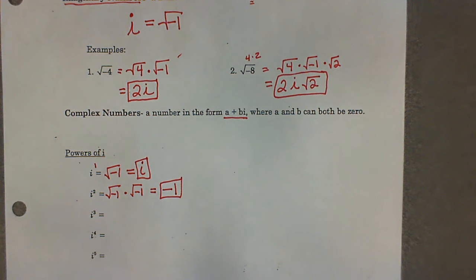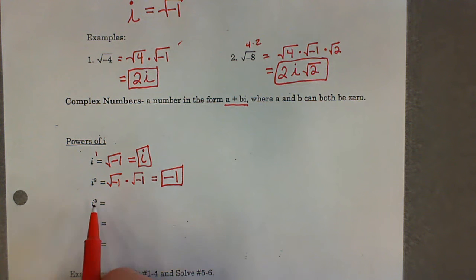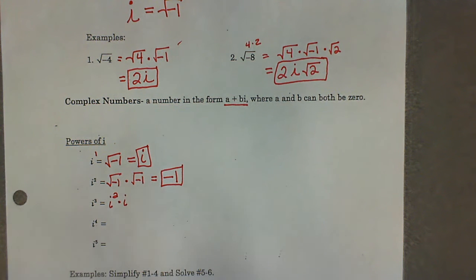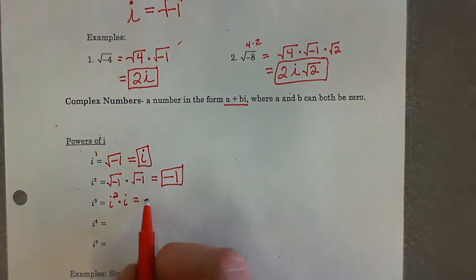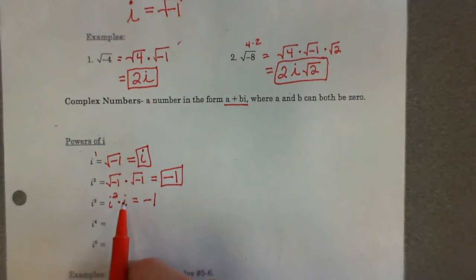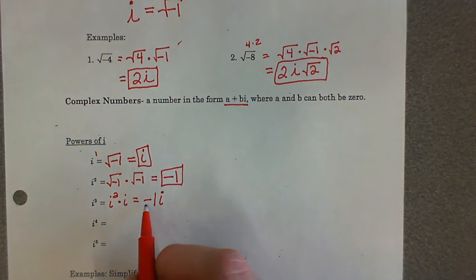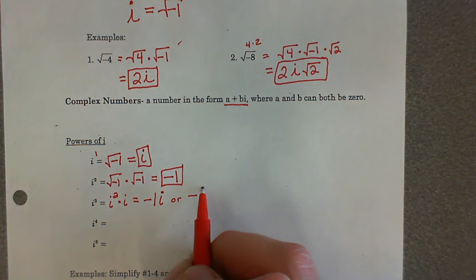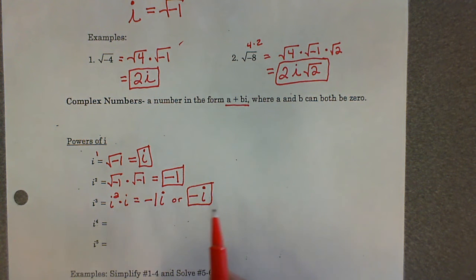Now let's look at i to the third power. Well, i to the third power, we could probably break that up into i squared times i. Well, what is that? What's i squared? Well, we just said i squared equals negative 1. And then i reduces down to just i, so that's negative 1i, or you could just list that as negative i. So i cubed is negative i.